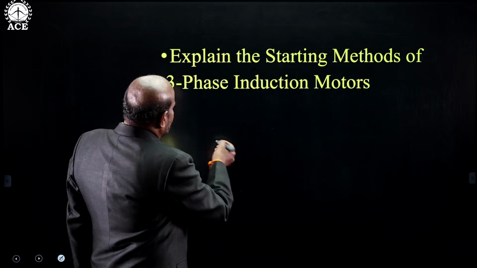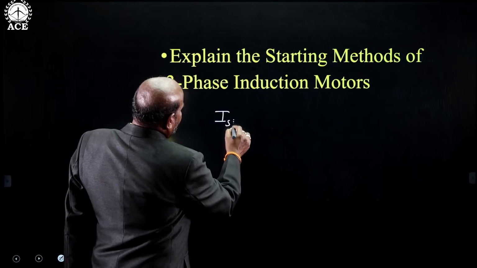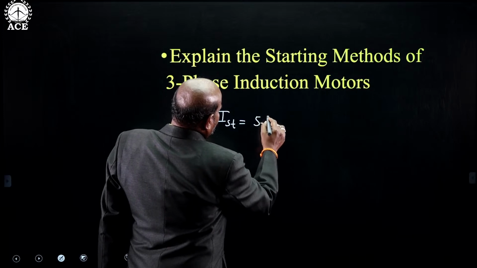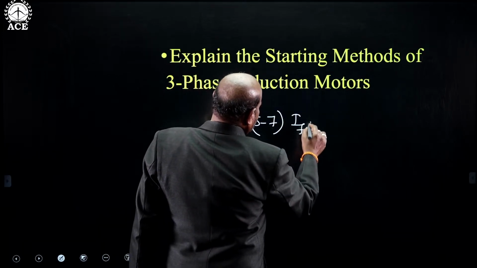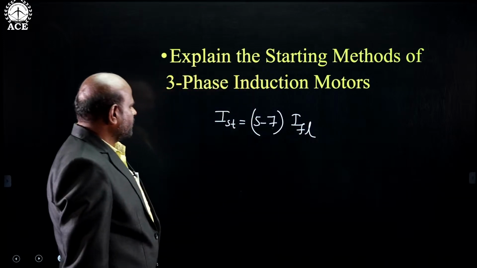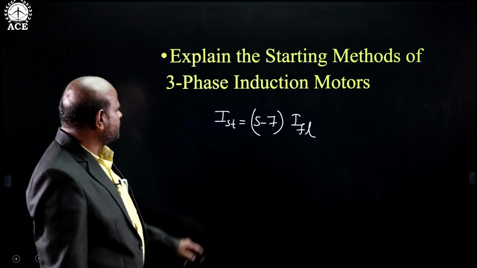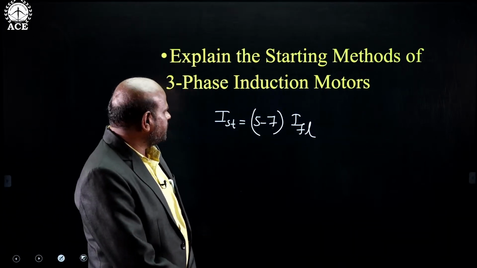Without a starter, what happens? The starting current will be 5 to 7 times the full load current. So in three-phase induction machines also, the starting current will be flowing 5 to 7 times the full load current.